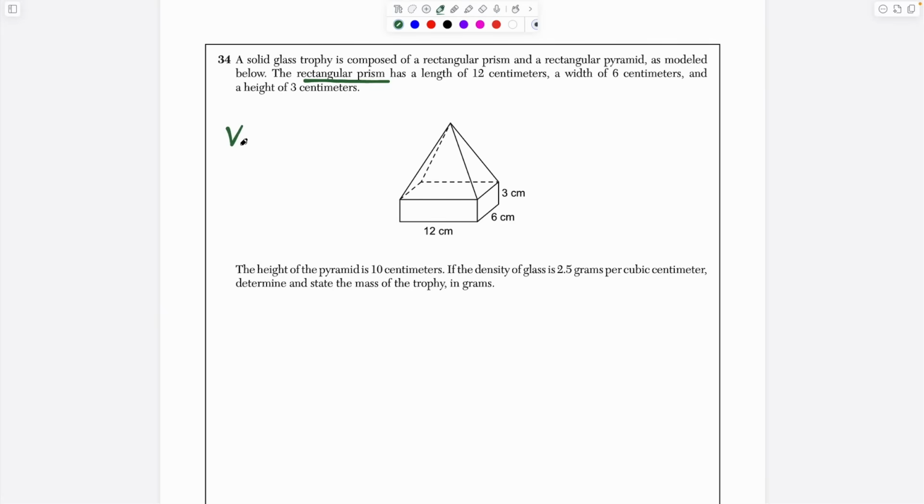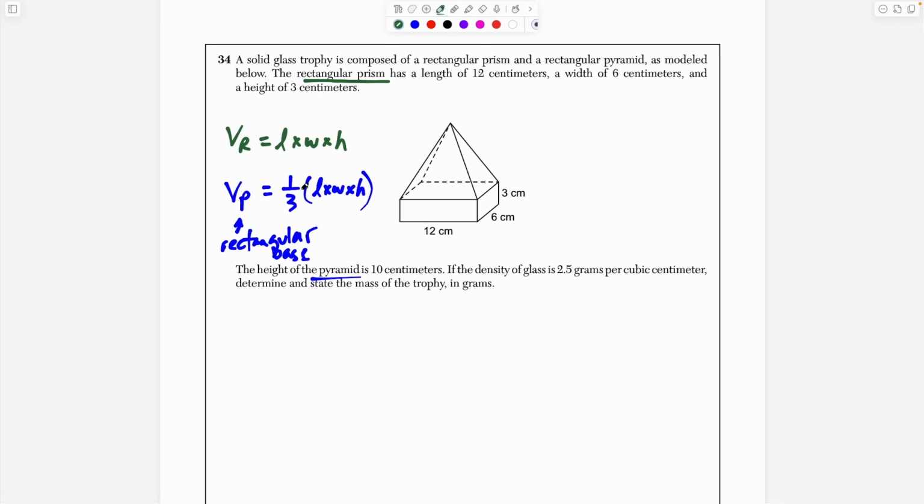So the volume of a rectangular prism is equal to length times width times height. And for the next one here, the volume of a pyramid. So the volume of a pyramid, and I'm just going to point out here that this is a rectangular base, this formula is going to be 1/3 times the length times width times height. Okay, so 1/3 times length times width times height. So these are the two formulas that we need.